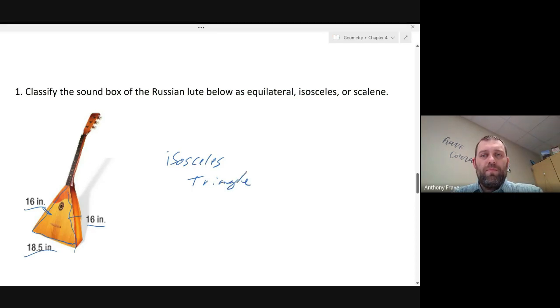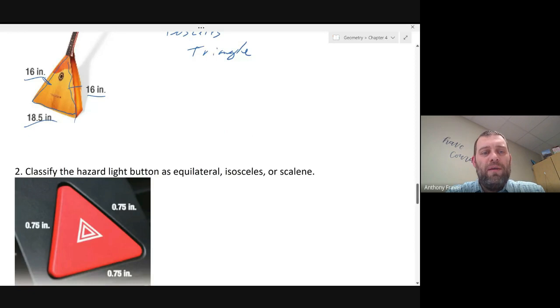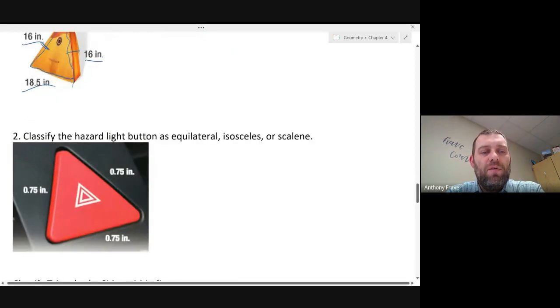All right, next one. Classify the hazard light button. Same way. So I'm looking at that triangle. One side's 0.75, the other one's 0.75, the other one's 0.75. If I look at it, every single side is exactly the same length. That tells me it is an equilateral triangle.